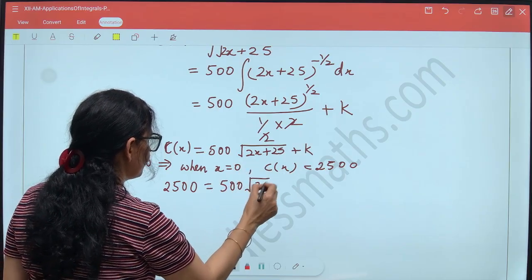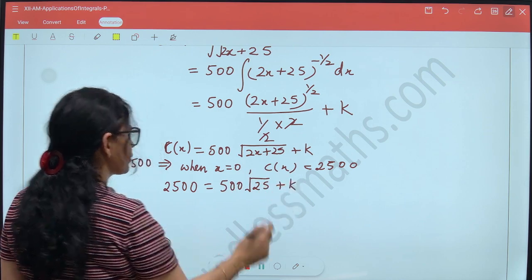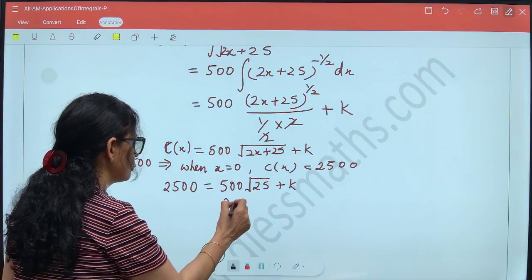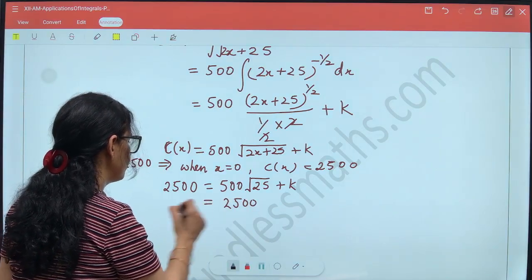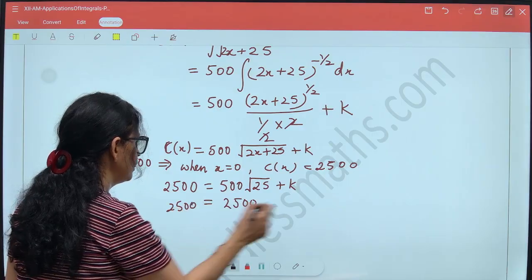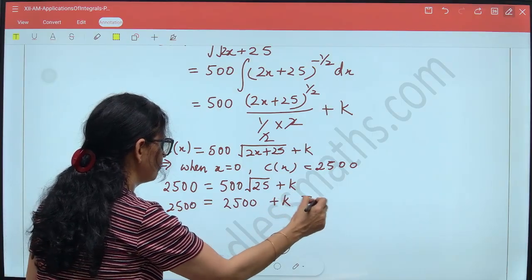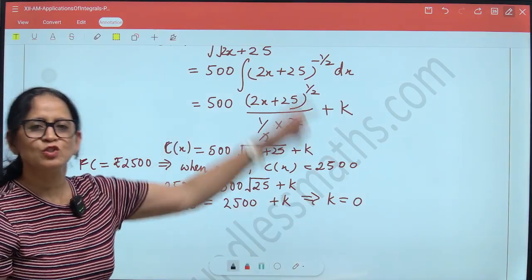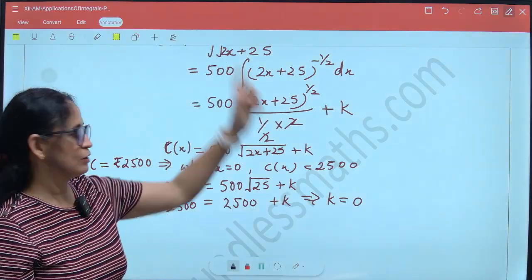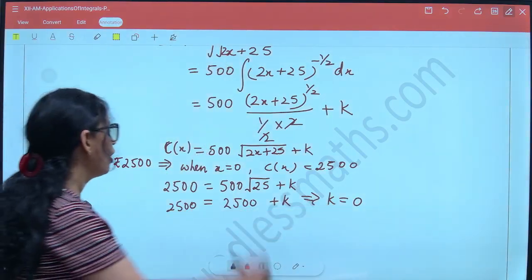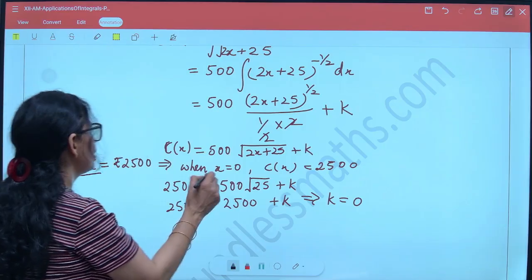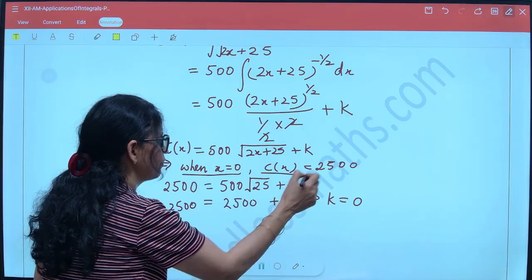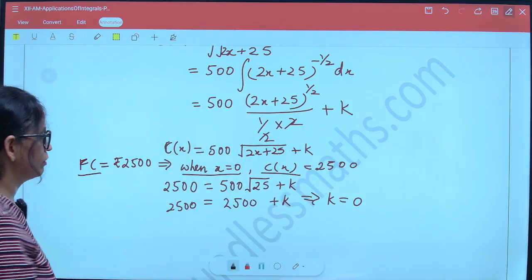So it is square root of 25 plus k. Square root of 25 is 5. So 5 into 500 becomes 2500, and here also we have 2500 plus k, so that means the value of k here is 0. Now here the value of k is not equal to the fixed cost given in the question, it is 0 here. So always when you are given the fixed cost, use this logic here. When x is 0, the cost function is equal to the fixed cost that is given in the question.